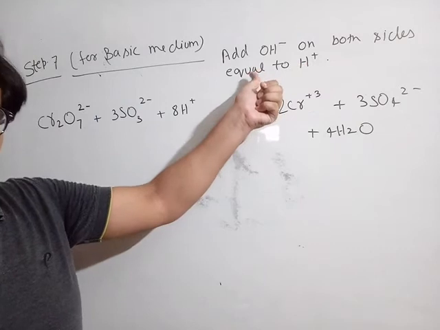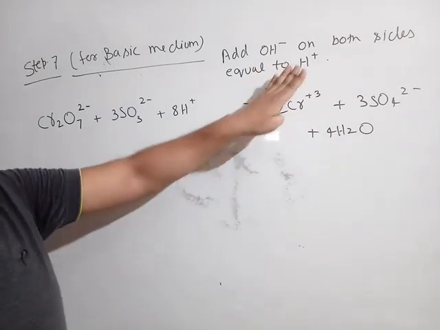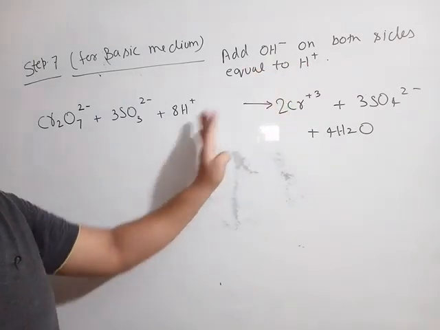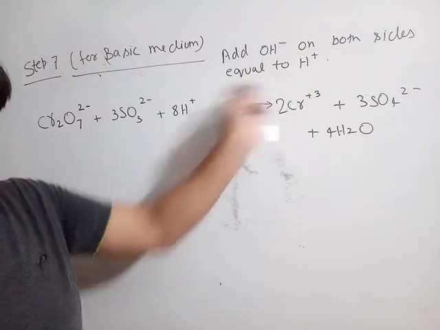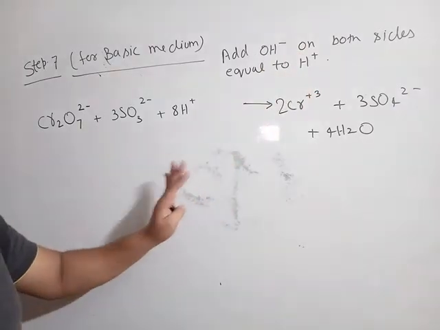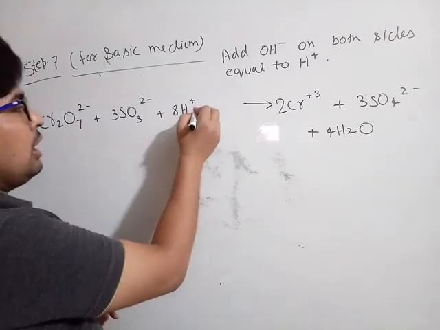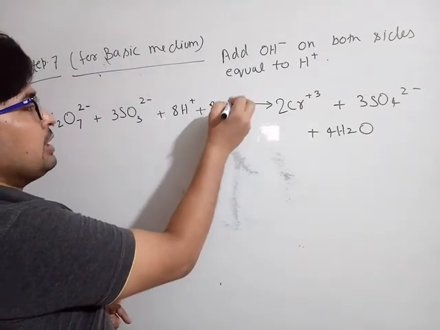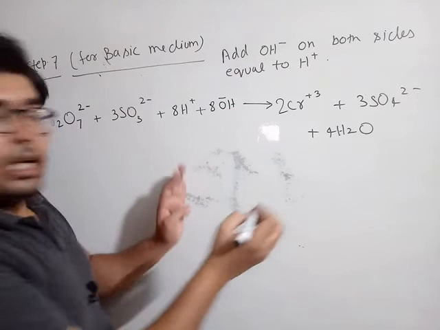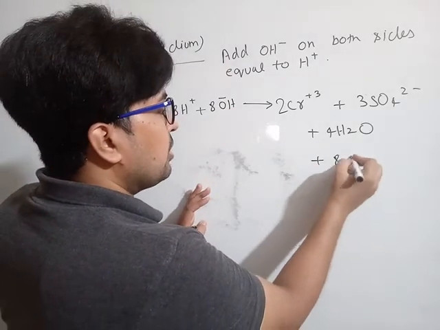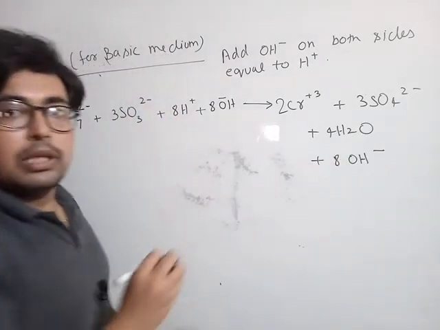How much? Equal to H plus. Whatever H plus you have in acidic medium, you have to add that number of OH minus on both sides. If we look here, we have 8 H plus. So I'll add 8 OH minus on the LHS and 8 OH minus on the RHS. That's the part we are having.